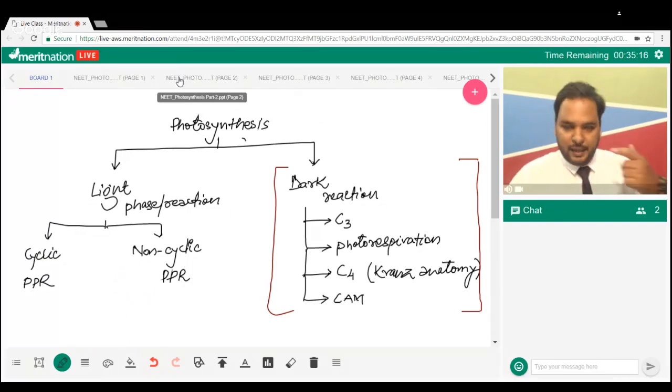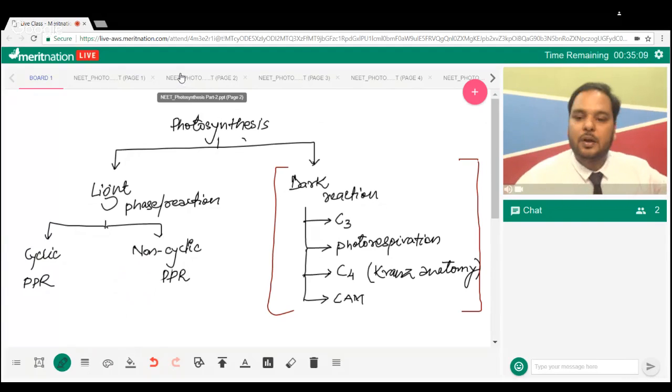Though it's written AIIMS, it's just a misprint. All the questions are from AIPMT, various years, and very good questions. So please, let's start.